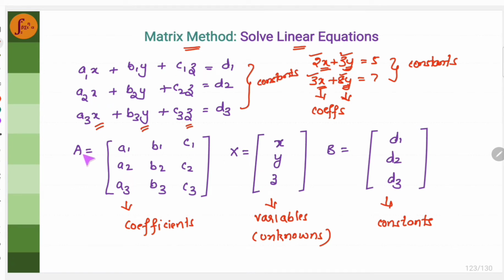So let's take matrix A. Matrix A will have just the coefficients: a1, a2, a3, b1, b2, b3, c1, c2, c3. Matrix X will have all the variables or unknowns like x, y, z. Then matrix B will have all the constants d1, d2, d3. Now using these three matrices, we'll have to find the values of x, y, and z.